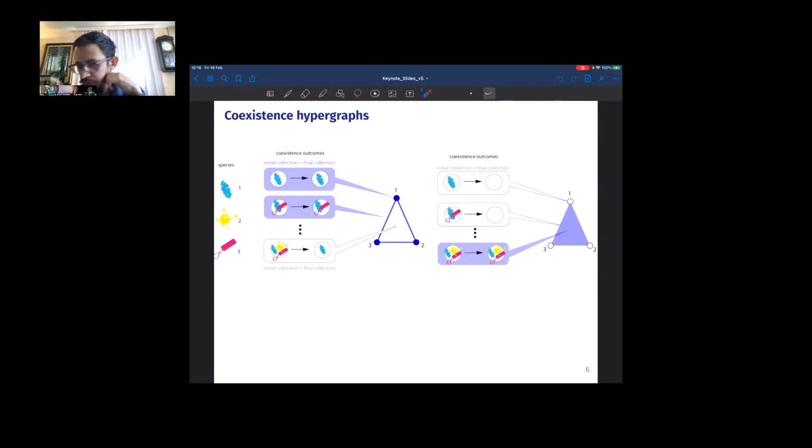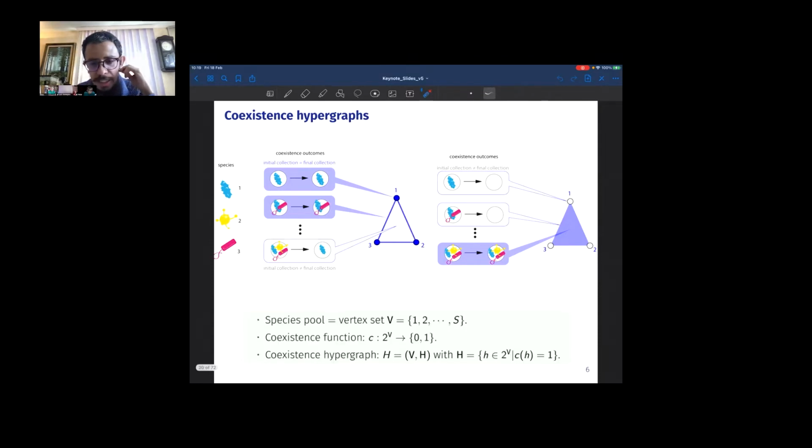So this one has these coexistence outcomes. Species 1 alone cannot survive. Species 2 alone cannot survive. Species 3 alone cannot survive. Species 1 and 3 cannot survive. 1 and 2 cannot survive. 2 and 3 cannot survive. And the only possibility for the species to coexist is if the 3 of them are put together. Otherwise, they won't be able to survive.